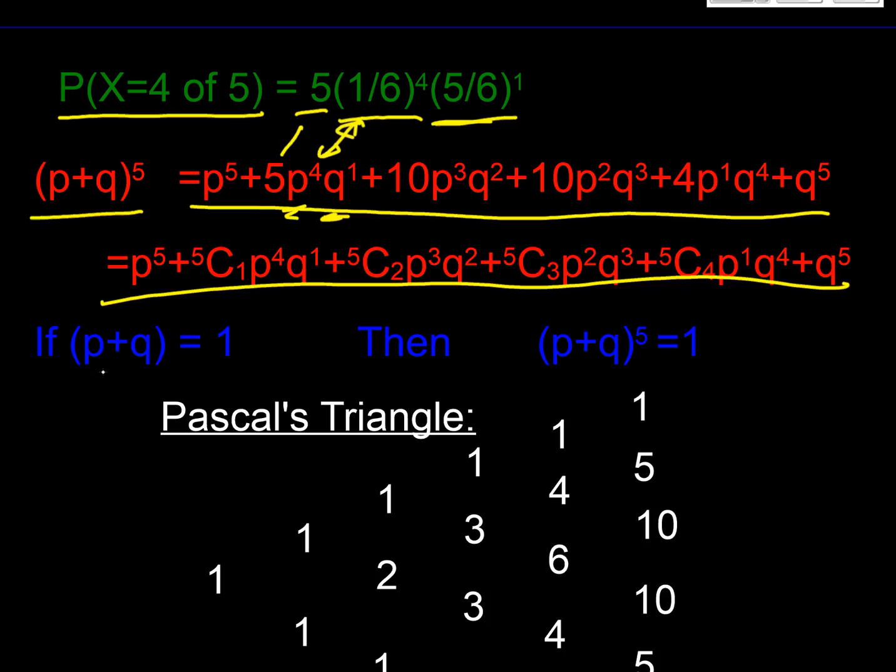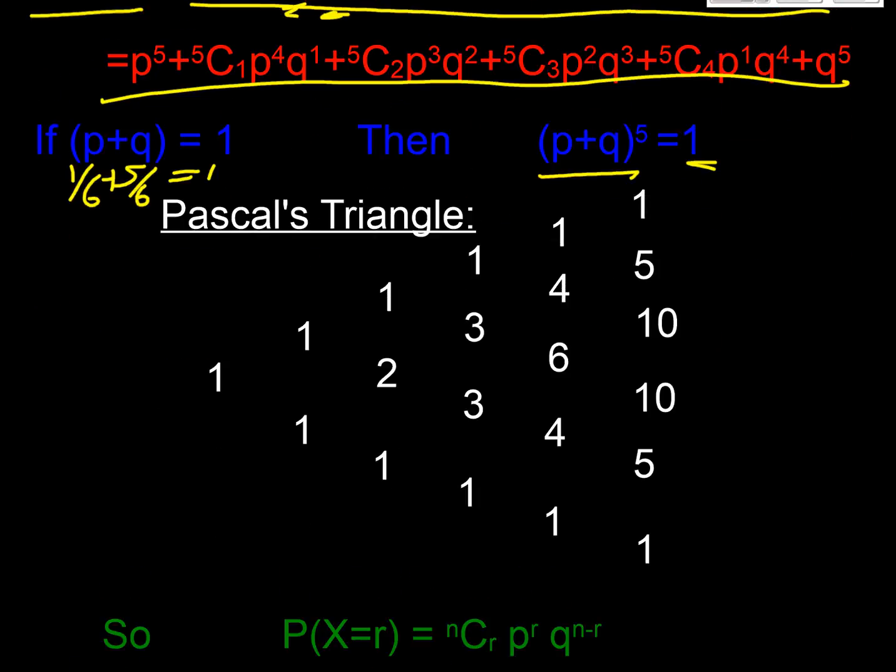And lo and behold, what do we know about P plus Q? Well, one's 1/6 and the other one's 5/6, so it adds up to 1. So our life becomes very easy and consistent, doesn't it? Because P plus Q to the power 5 is also going to be 1. Well, where have we seen this structure before? We've seen it in Pascal's triangle, haven't we?